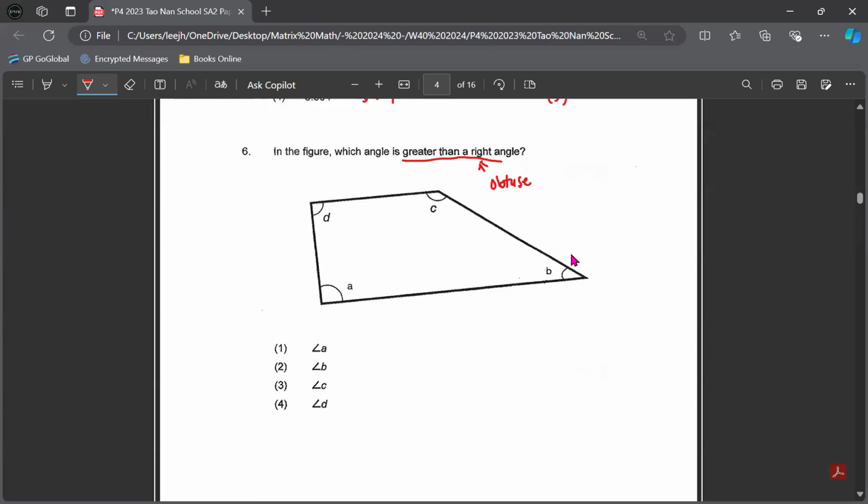This one could be a right angle, and this one could be a right angle as well, but we're not going to measure lah. So long as we want the answer to be an obtuse angle, it is not B. B is acute. So your answer is none other than angle C. Number 3. This is obtuse. Obtuse means more than 90 and less than 180 degrees.